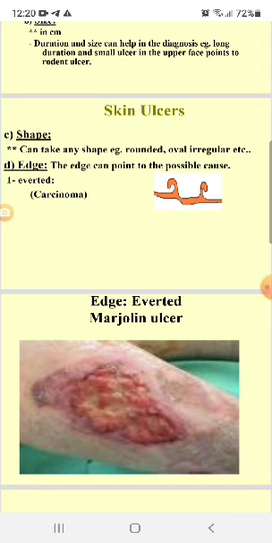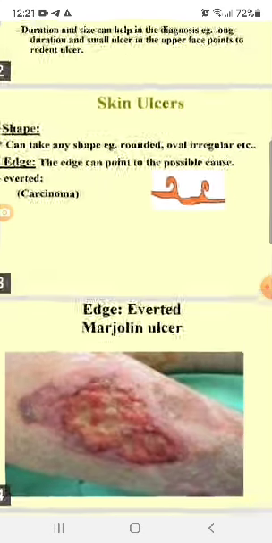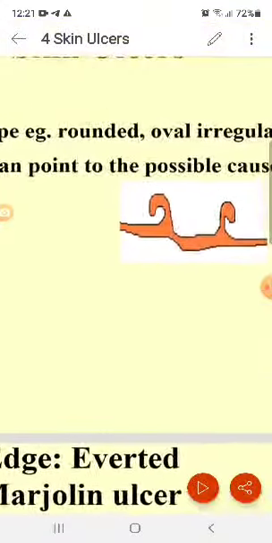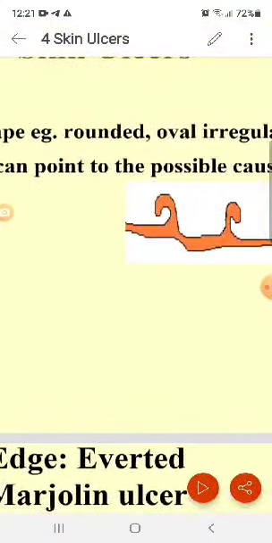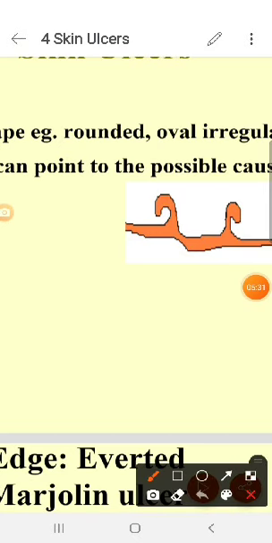Number one, everted edge. This is carcinoma. Everted edge, this is carcinoma, like you see. Everted edge, you see, it goes outwards. So this is everted. The edge of the ulcer goes outwards and this is everted. That's why it's called everted edge.